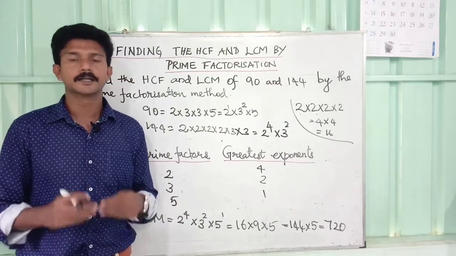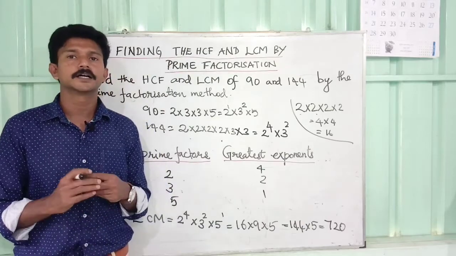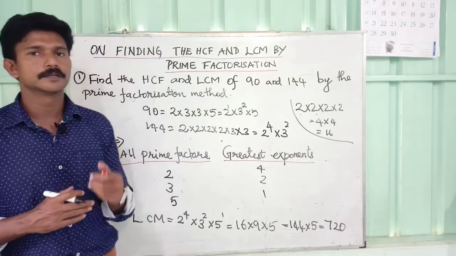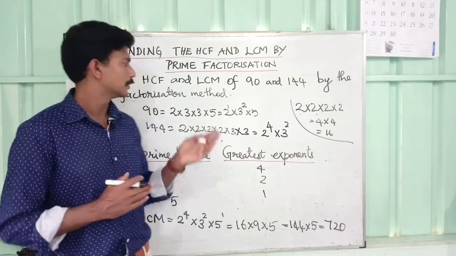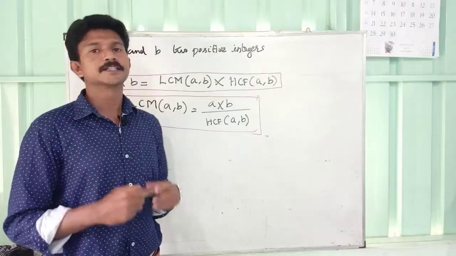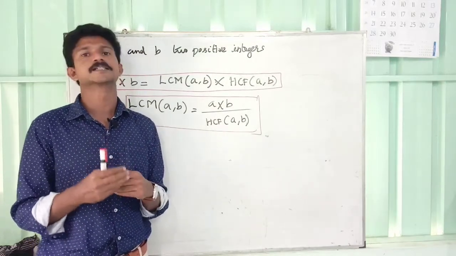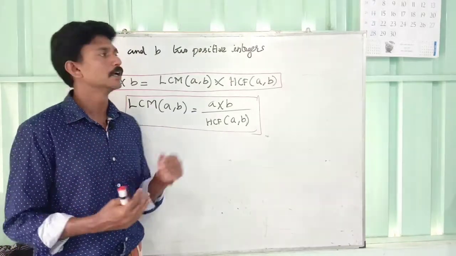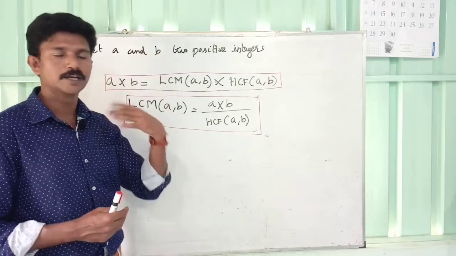Let us see another problem. Before going to another problem, we are going to understand the relation between the numbers and their LCM and HCF. Let us understand the relation between two numbers and their LCM and HCF. All four things: two numbers and their LCM and HCF. So we are taking two positive integers A and B, any positive numbers.